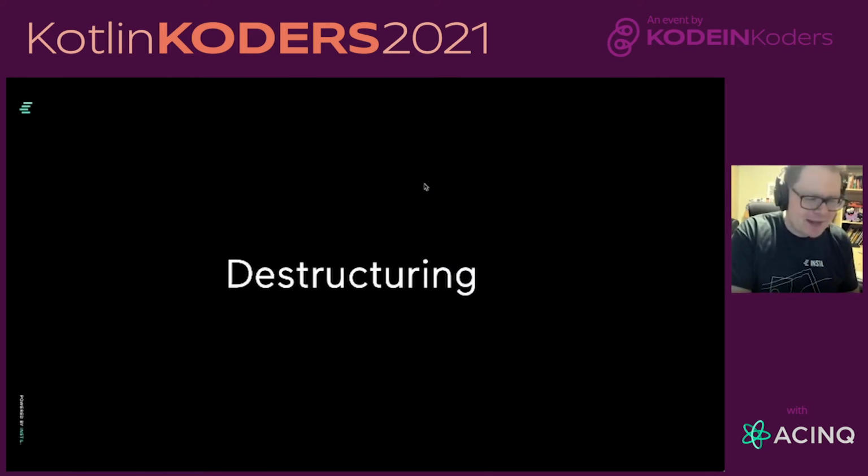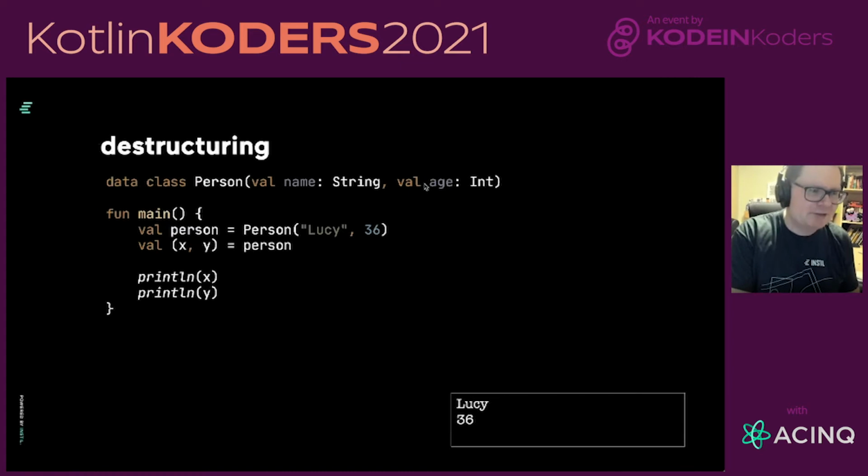Okay. Another one that's very useful to know, especially if you're going to be debugging, is how destructuring actually works underneath the hood. So person class again, but this time it's a data class. As you know, whenever you declare something as being a data class, lots of extra stuff is generated for you. And we're creating a person object here, and we're storing the name and age into X and Y.